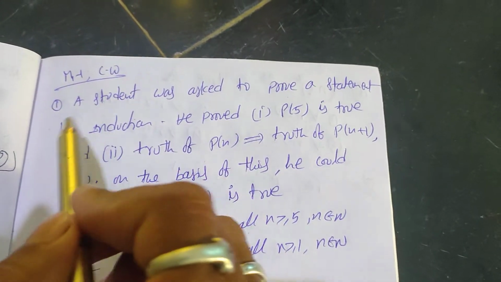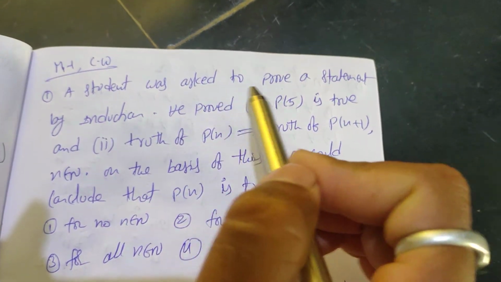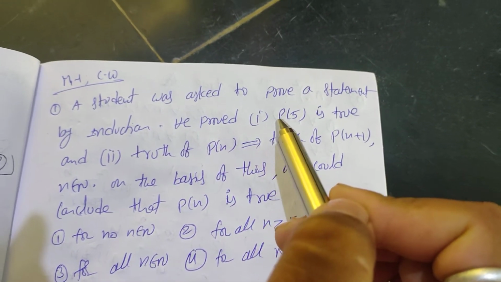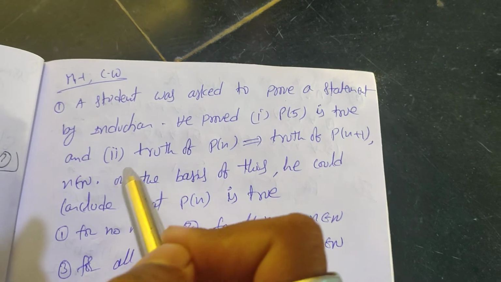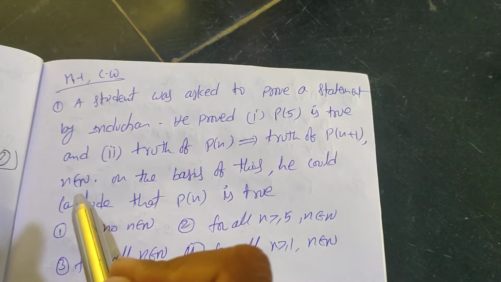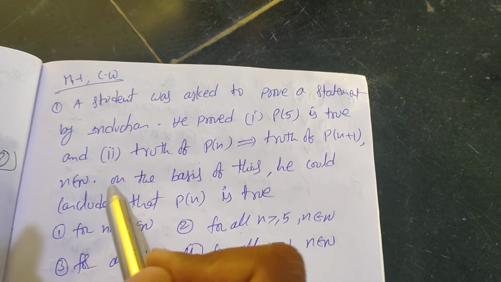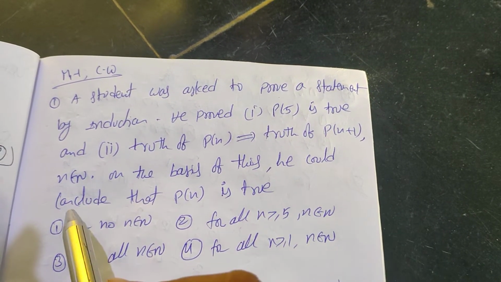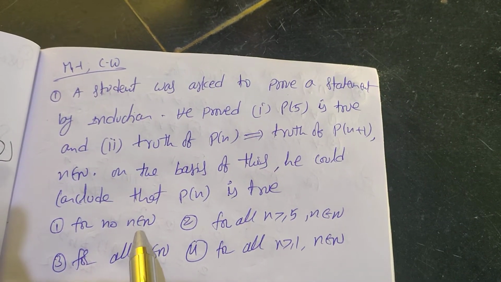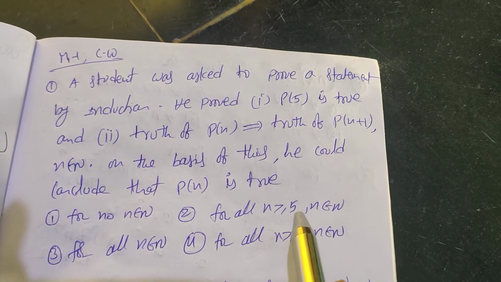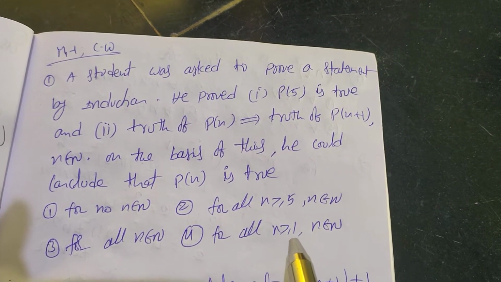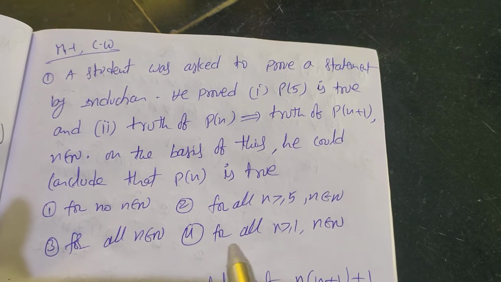So, Module 1 classwork, first question. A student was asked to prove a statement by induction. He proved first that P(5) is true, and second, that the truth of P(n) implies the truth of P(n+1), n belongs to N. On the basis of this he could conclude that P(n) is true for: for all n greater than or equal to 5, n belongs to N; for all n belongs to N; for all n greater than or equal to 1, n belongs to N. So which option is correct?